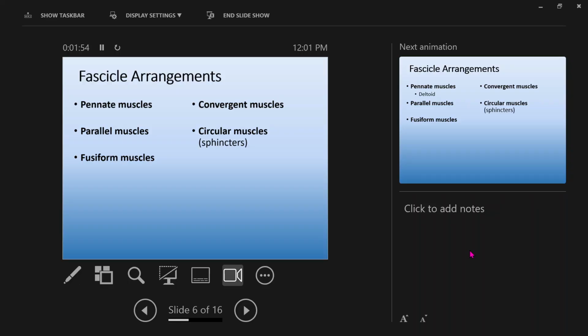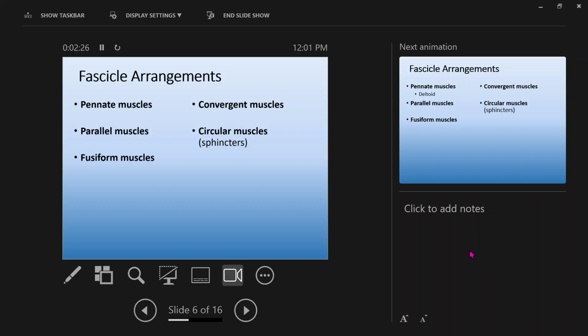Convergent muscles then, how are those different? Only on one side. So this time I've got a tendon on one end, and then all of my muscle fibers fan out and converge to that single structure. And then circular muscles are a little bit more intuitive. Those muscle cells are running in a circular manner. Things like the surrounding of the eye, when it constricts, it squeezes the space around your orbit.